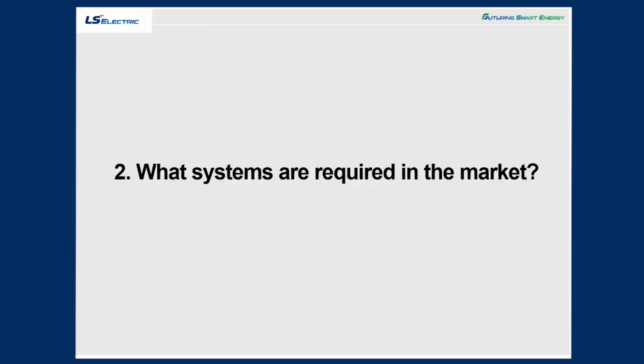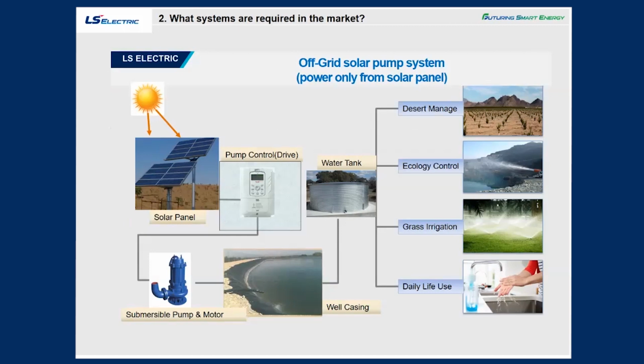There are three types of systems required in the market. The first system is the off-grid solar pump system, where there is no electricity, and the only energy source to pump is a solar photovoltaic panel.